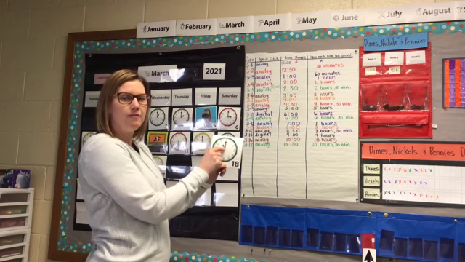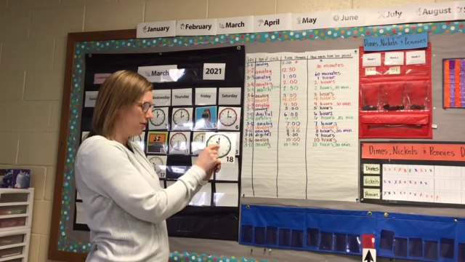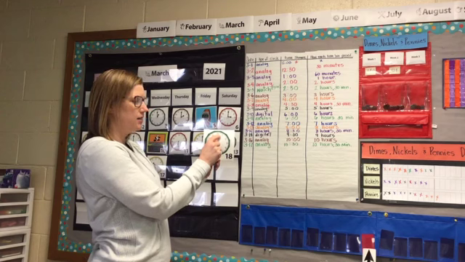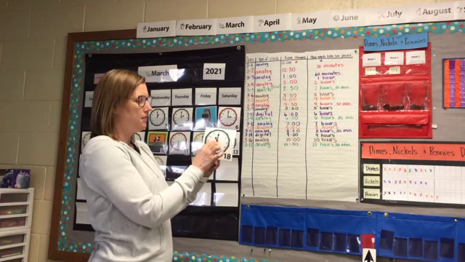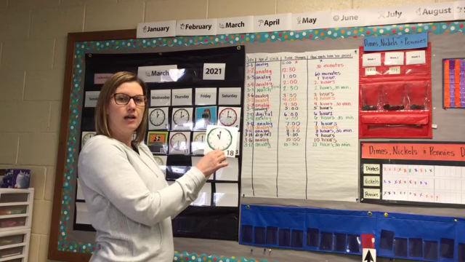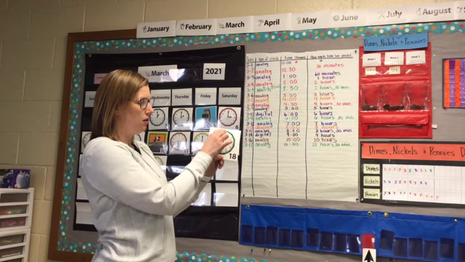Now if we look closely at our calendar card, we can see that our hour hand, our short hand, is pointing to the 11. That tells us the hour. The minute hand is pointing to the 12. That means it's o'clock. So our time on our analog clock is 11 o'clock.